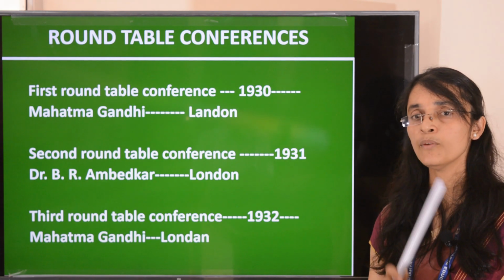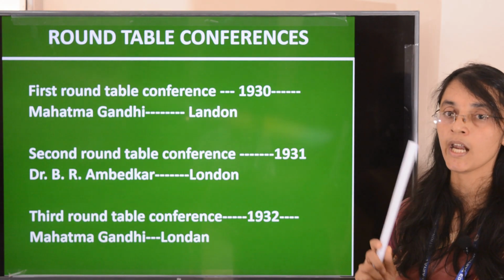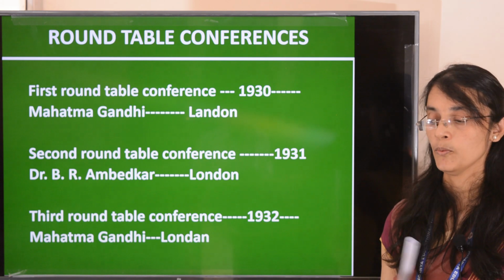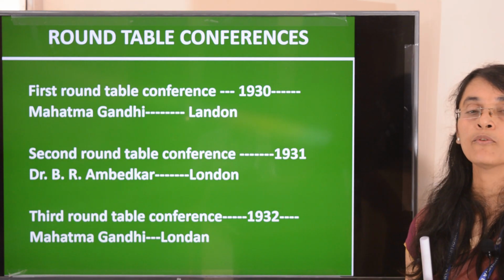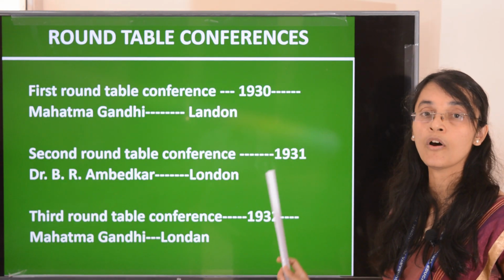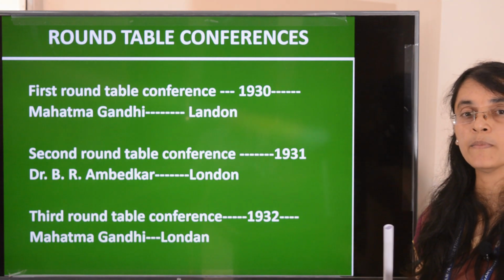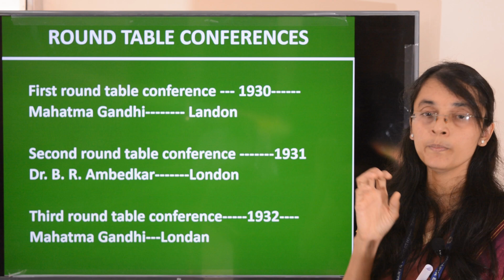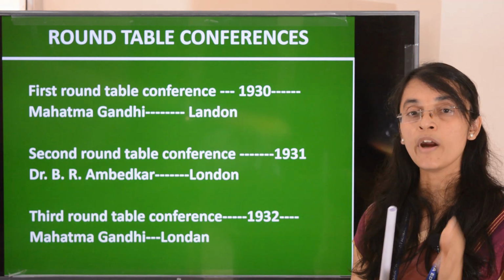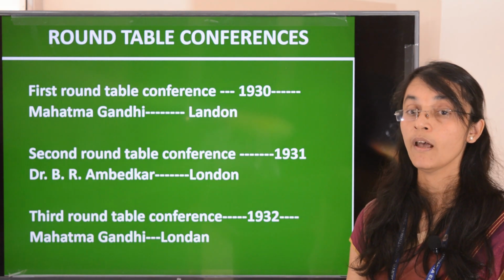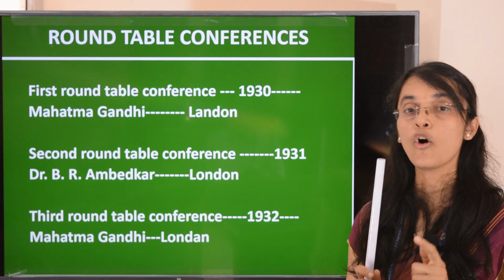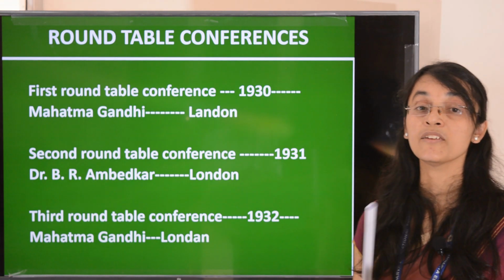See students, here the Poona Pact was signed between Gandhiji and Ambedkar on September 24, 1932. After this, a white paper was prepared on the result of all three Round Table Conferences. Here, white paper means a detailed document on a particular topic. That white paper was examined by the Joint Select Committee of the British Parliament, and in accordance with its recommendation, finally the Government of India Act of 1935 was passed.